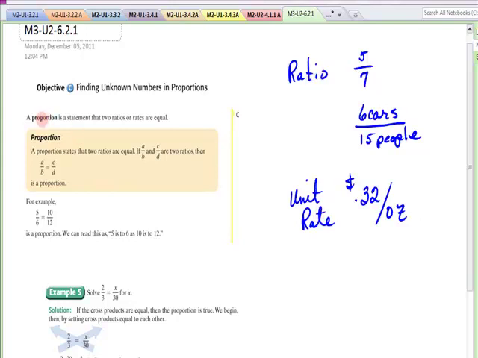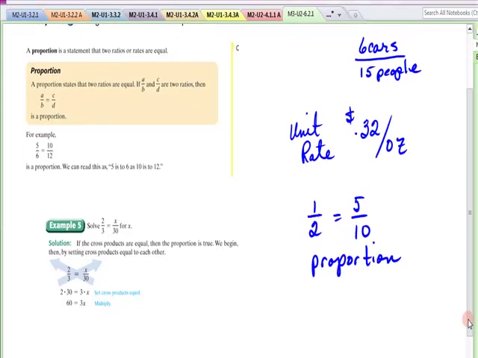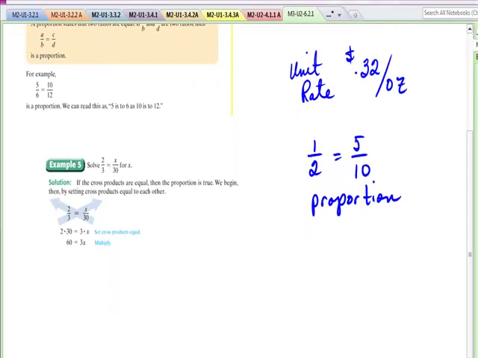Now we're going to talk about a proportion. A proportion is a statement, and it says that two ratios or rates are equal. So if I said 1:2 as 5:10, that is a proportion. It is a statement of equality between two ratios or rates. We will in this lesson talk about how to determine if a proportion is true and then how to solve it.